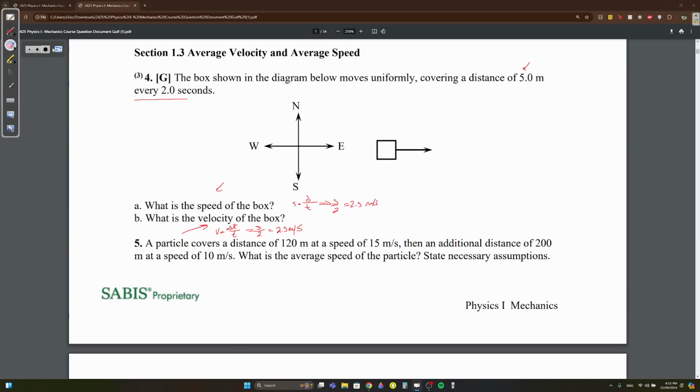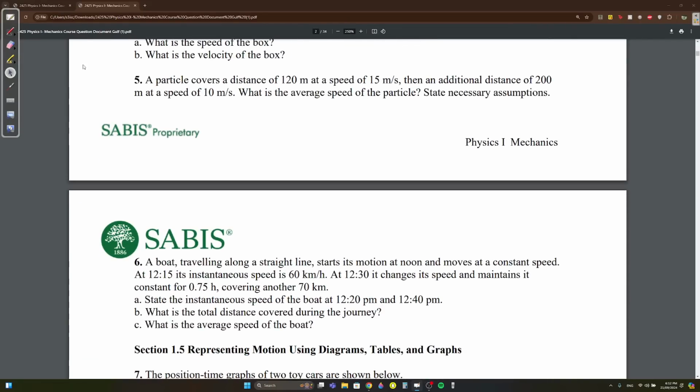A particle covers a distance of 120 meters at a speed of 15 meters per second, then an additional 200 meters at a speed of 10 meters per second. What's the average speed of the particle? State necessary assumptions. First, we have two phases of motion here. We have this one here and then this one over here. So this is phase 1, and this is phase 2.